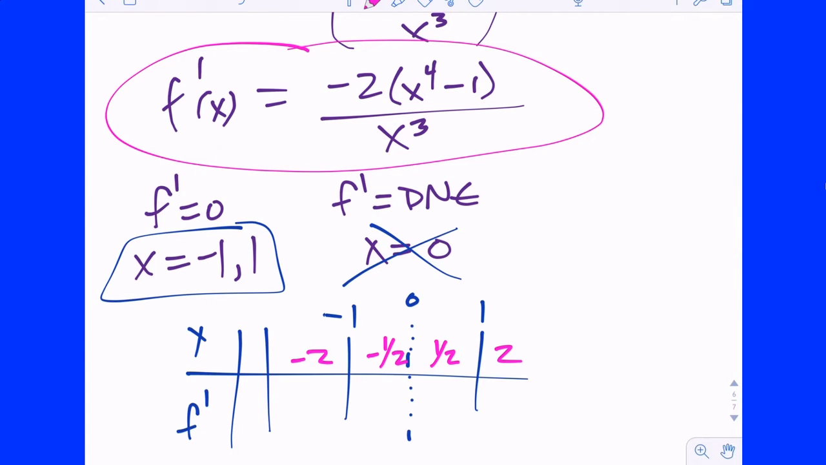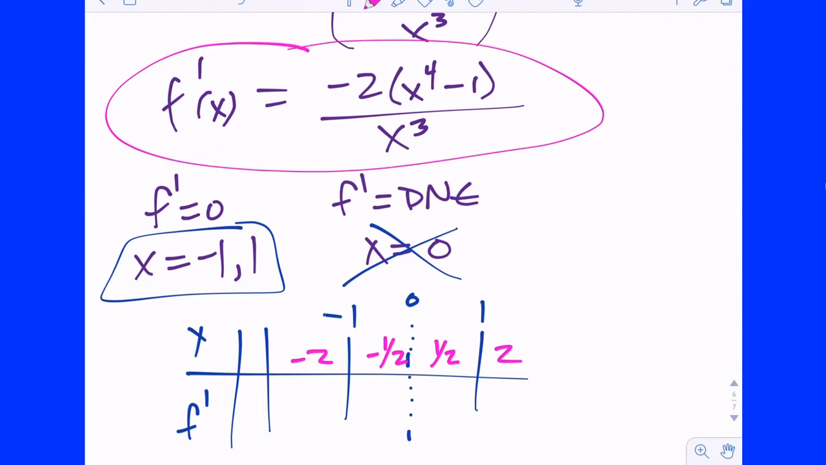If you cube a positive number, it stays positive. If you cube a negative number, it stays negative, right? So just realize that the denominator preserves the sign of the number that you're plugging in. We don't really care about the values. So here we go. Plug in a negative 2 into the top, and we get negative 2 to the 4th, which is positive big.